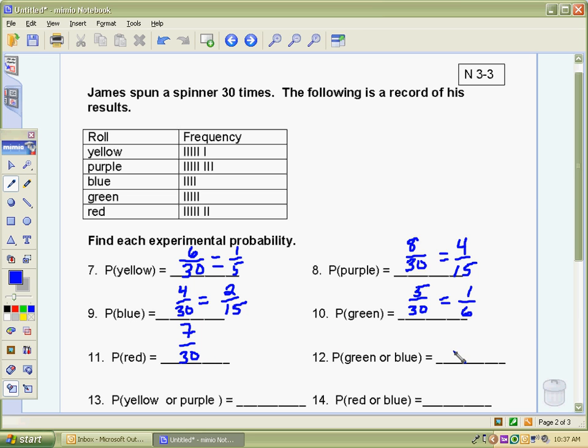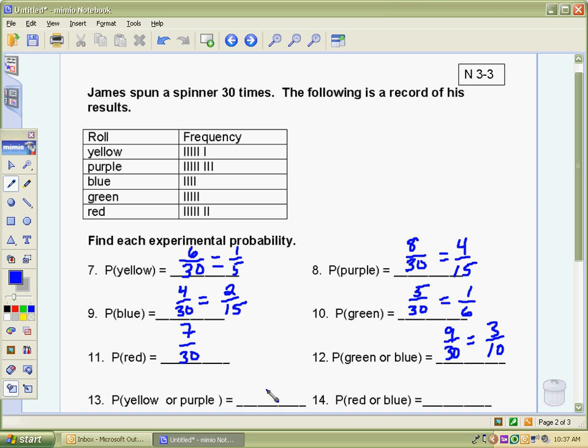Number 12, the probability of being green or blue. So we have 5 greens and 4 blues, so we have 9 possible ways of being green or blue. So that would be 9 out of 30, which reduces to 3 out of 10, using the common factor of 3.